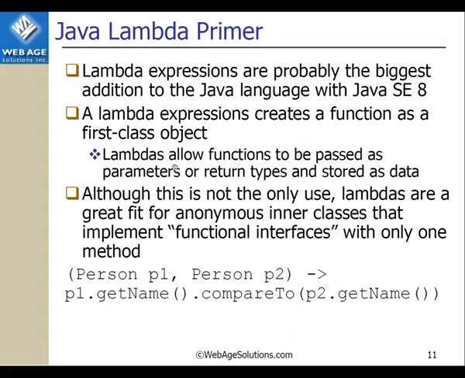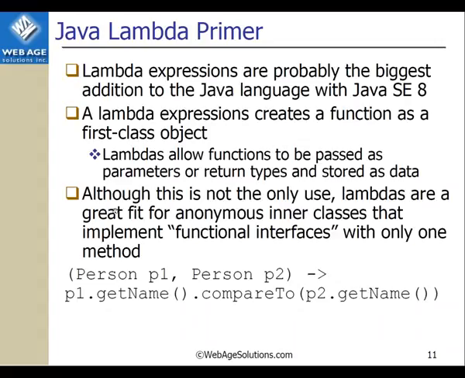So a lambda expression really is a function as a first-class object. It's something we can now pass in as a parameter. It's an expression that we can declare as a variable, so we can reuse those lambda expressions. Lambdas allow those functions to be treated as an object, and actually stored as data. In the past, it was just pure state, but now we're seeing functionality being treated as an object that we can pass around.